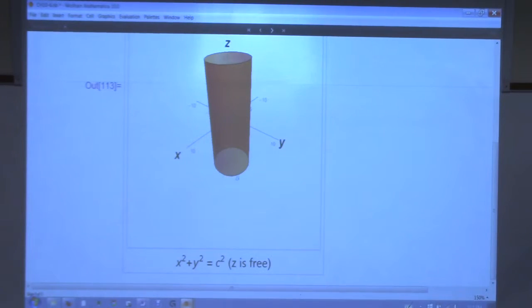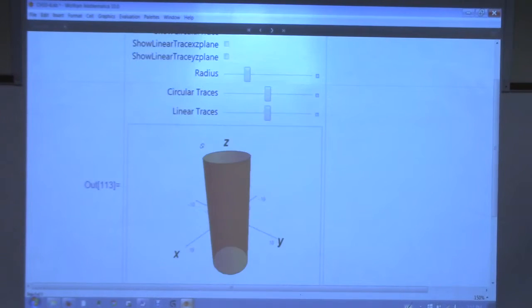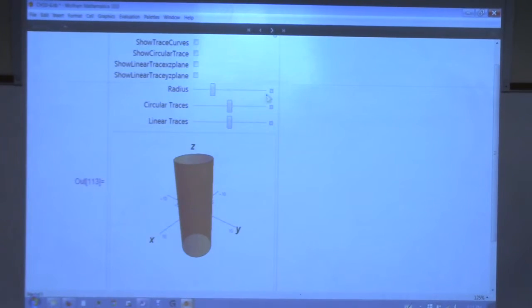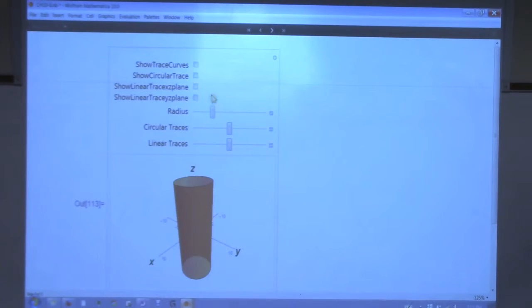Make sense? Now let's look at the traces. So this is kind of cool how this traces thing works. I only say it's cool because it took me forever to write the program to make it do this, so it's worth us looking at. All right, so show trace curves. And where are my planes?